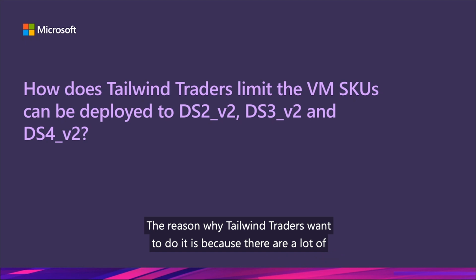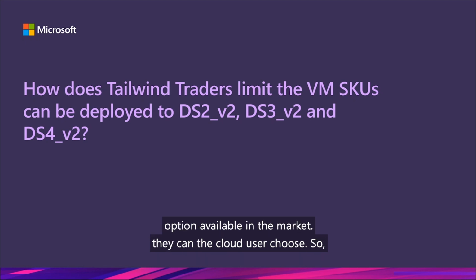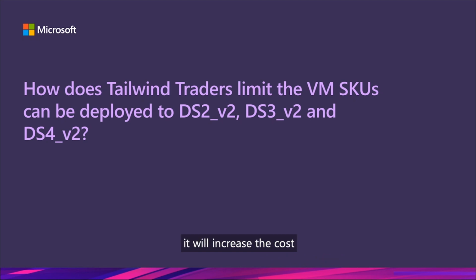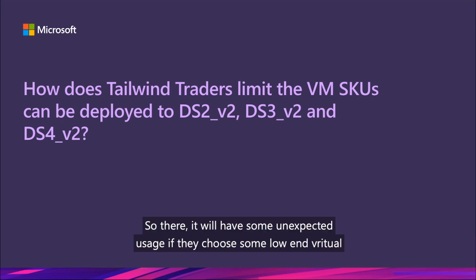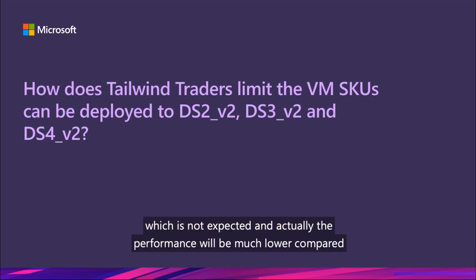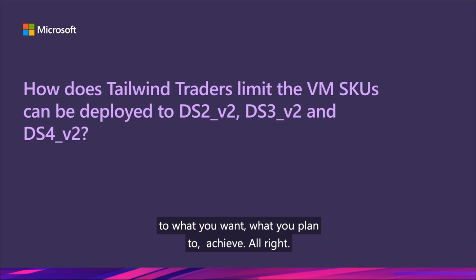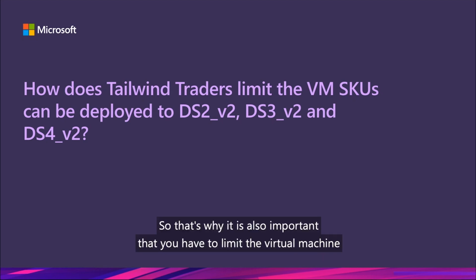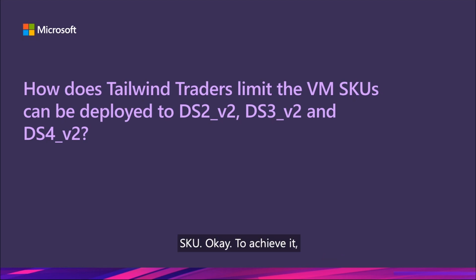The reason why Tailwind Traders wants to do it is because there are a lot of options available in the market. The cloud user can choose. So it will affect if they choose some very high-end computing. Actually, it will increase the cost. So there will be some unexpected usage. If they choose some low-end virtual machine, which is not expected, actually the performance will be much lower compared to what you plan to achieve. All right, so that's why it is also important that you have to limit the virtual machine SKU.